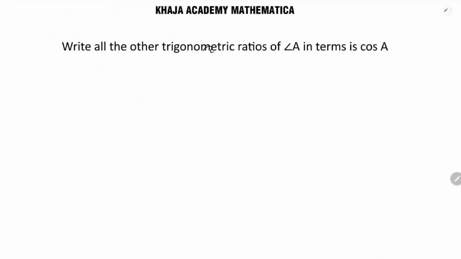Write all the other trigonometric ratios of angle A in terms of cos A. So I need to write all the ratios, sin, cos, tan, cot, sec, cosec, all in terms of cos A. So I'll solve this problem by using Pythagoras. Cos A equals K. So I'll write cos A as K by 1. Cos theta ratio is adjacent by hypotenuse.